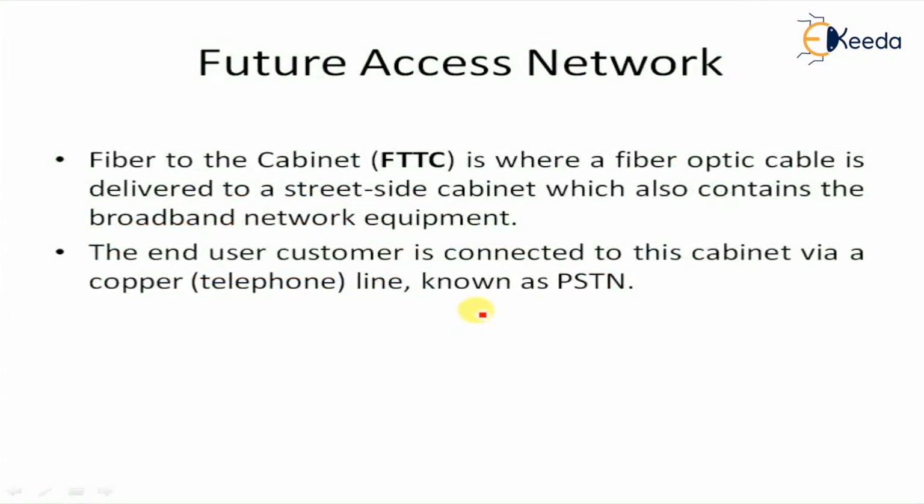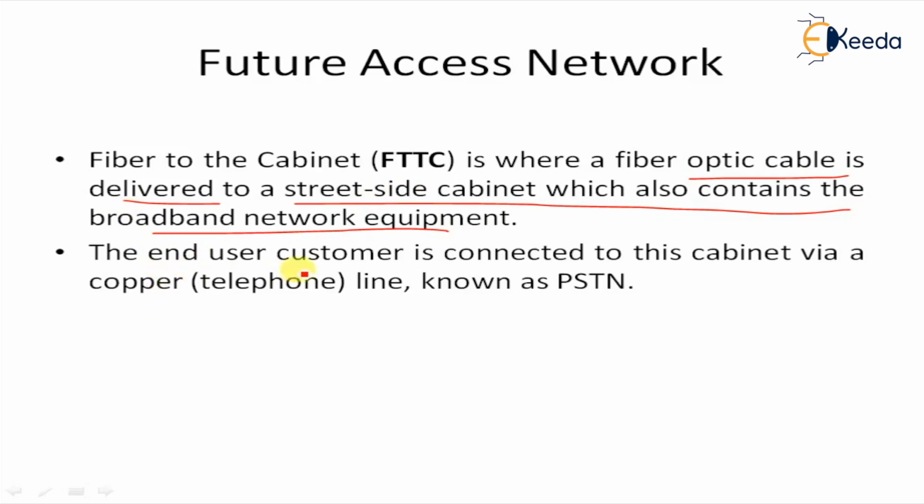The next is FTTC, fiber to the cabinet. The basic network is known as FTTx, fiber to the X, where X can be different cases. In this case, C is cabinet, where a fiber optic cable is delivered to a street side cabinet which also contains the broadband network equipment. So this network is connected to the street side. It only provides the facility to the particular area, and from that area to your home, another network is connected.